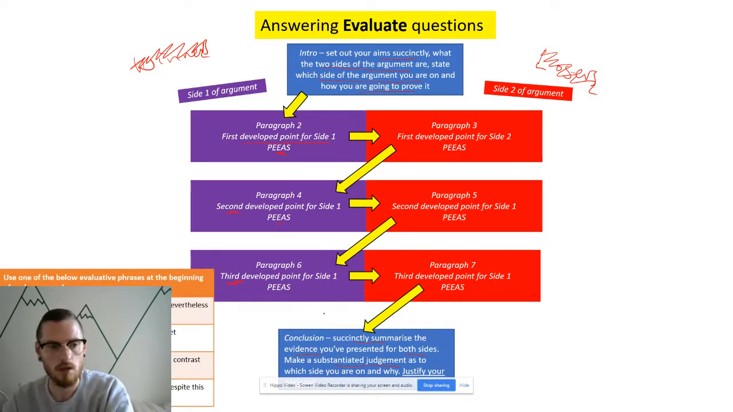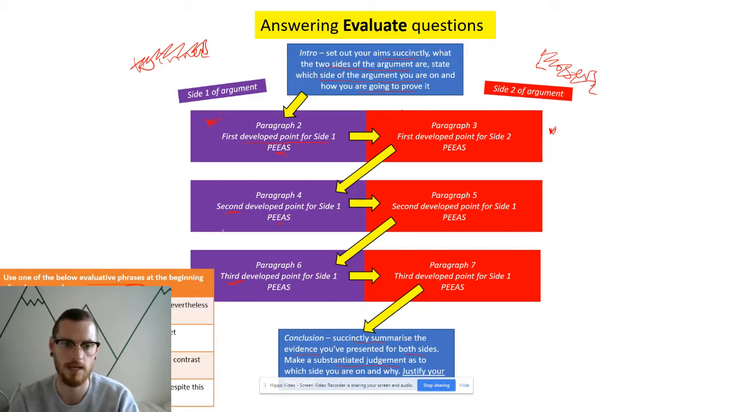Lastly, we've got to come back to this idea of using evaluative phrases at the beginning of each paragraph, okay? So here, I'm just going to put stars. Here, you start this paragraph by using one of these. So, however, you start the next paragraph here. You start the next paragraph with something like on the other hand. And then you go back, and you're showing the examiner that you're evaluating between the two sides as you go along.